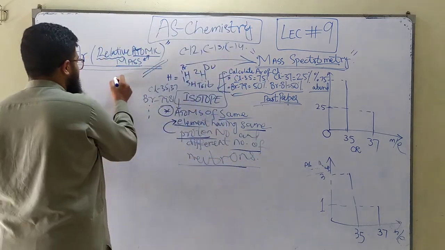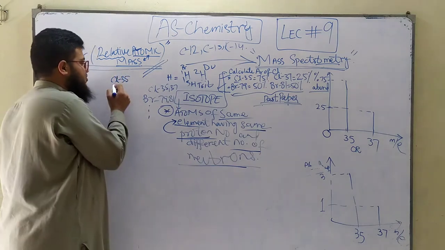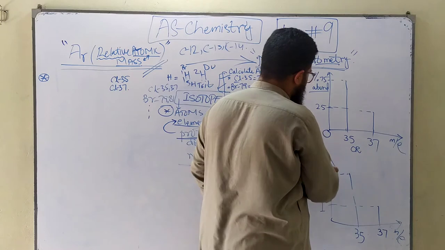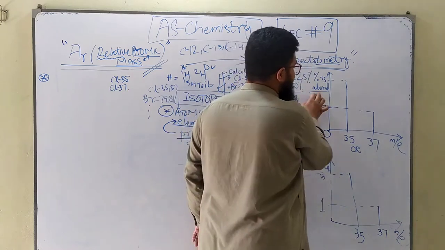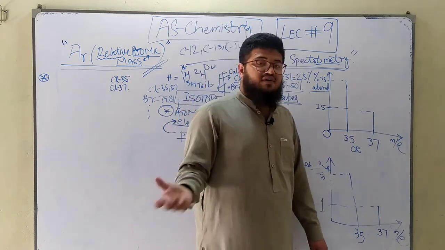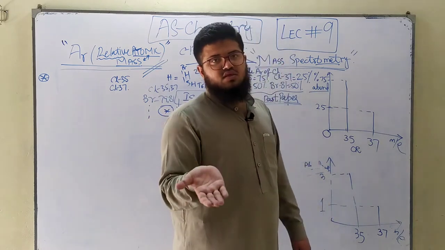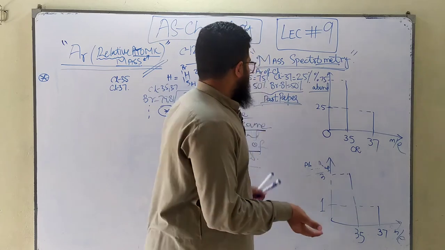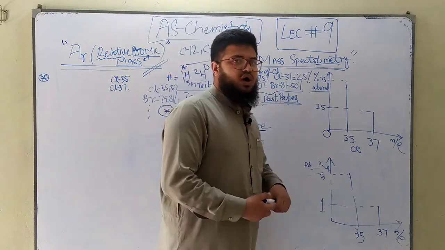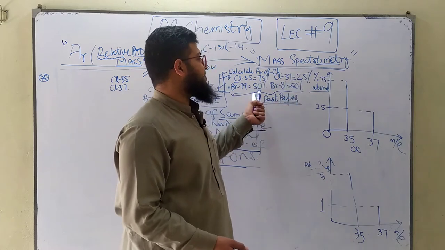Chlorine 35 is one isotope, meaning its mass is 35, and chlorine 37 is the second isotope. In this graph, percentage abundance means the percentage of that isotope that exists in nature. For instance, if you have 10 grams of bromine, there is a 50% chance that you will get bromine 79 and a 50% chance that you will get bromine 81, because their percentage abundance is 50-50.